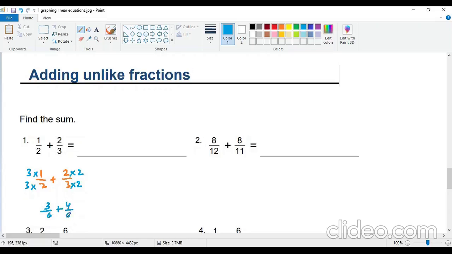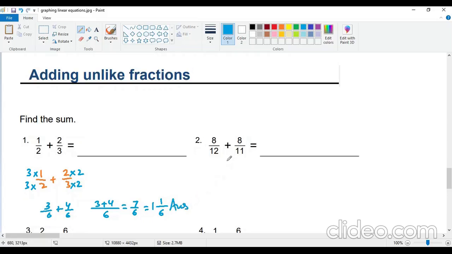Adding it the normal way, making a straight line and writing 6 one time only. And 3 plus 4 is going to give us a 7 over 6. We know very well this is an improper fraction. We change it to mixed fraction. This is going to be your final answer.